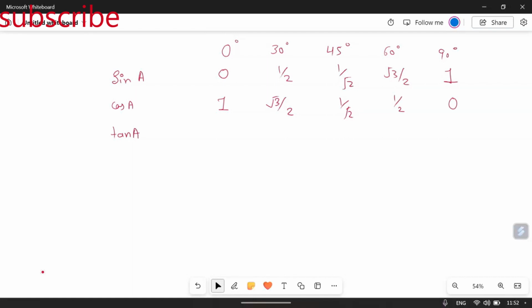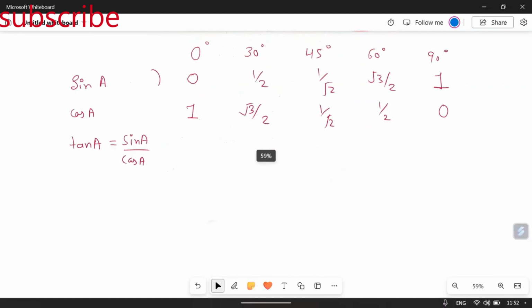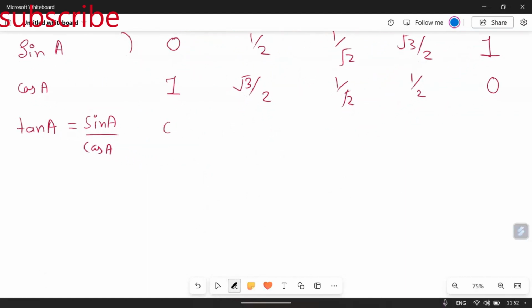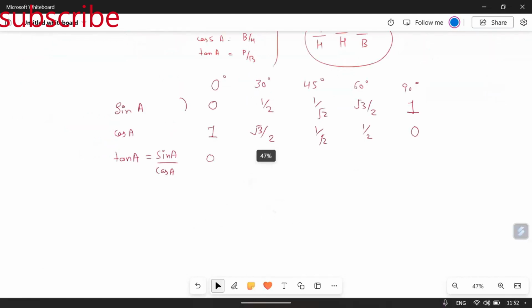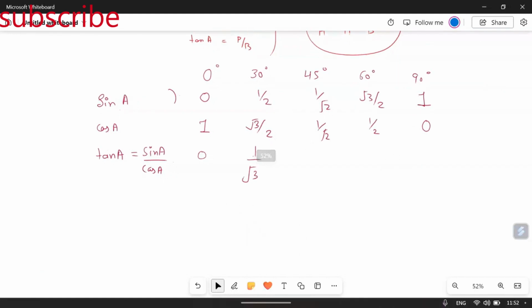Now I'm going to introduce a new formula for tan A, that is sin A upon cos A. So if you divide sin A upon cos A, 0 upon 1, that will come out 0. This will come out 1 upon root 3. Then the other one comes out 1. Tan 60 comes out root 3, and tan 90 comes out not defined. 1 upon 0 is not defined. ND means not defined.